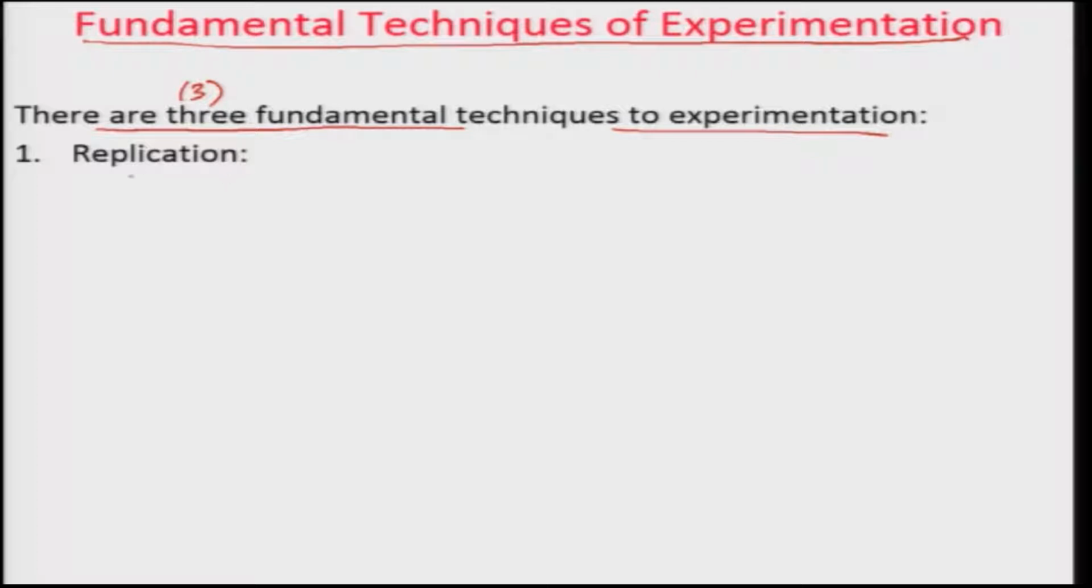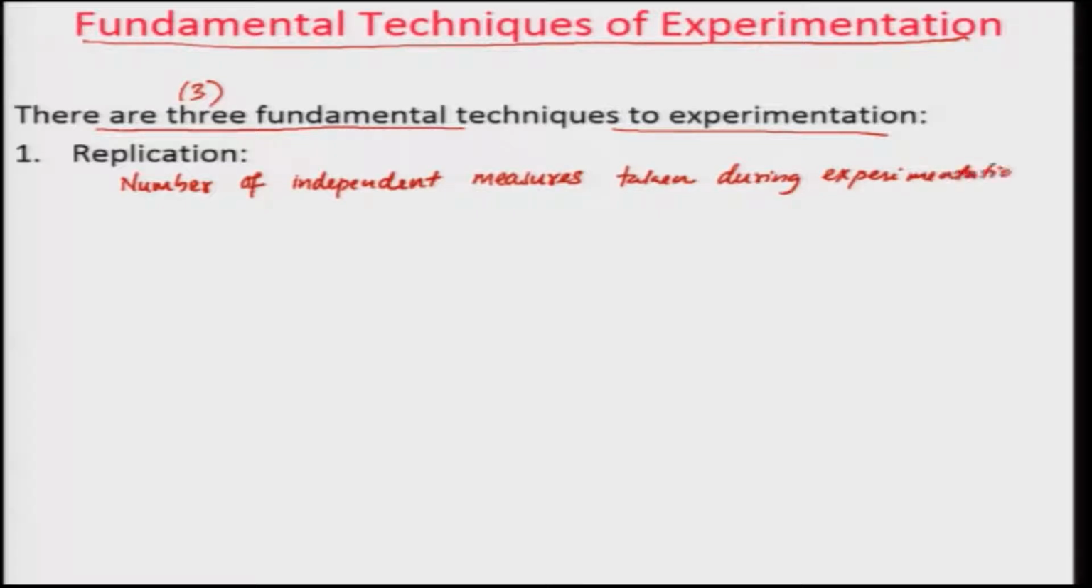So, what is replication? Replication is the number of independent measures taken during experimentation. How many independent measures were taken during the experimentation is what we call replication. Let us take an example to explain this concept.